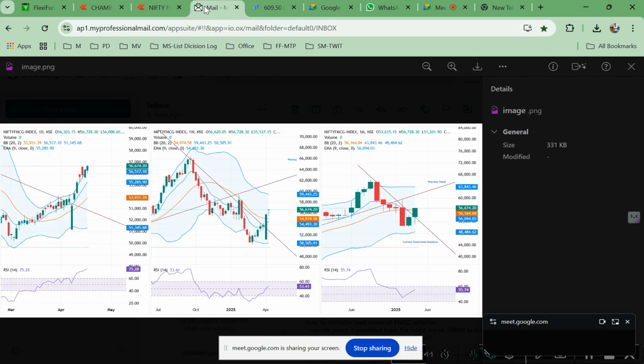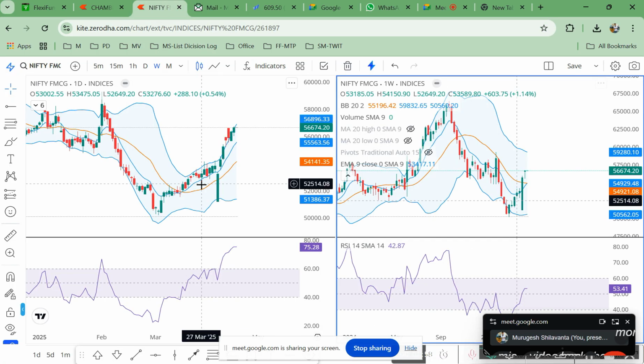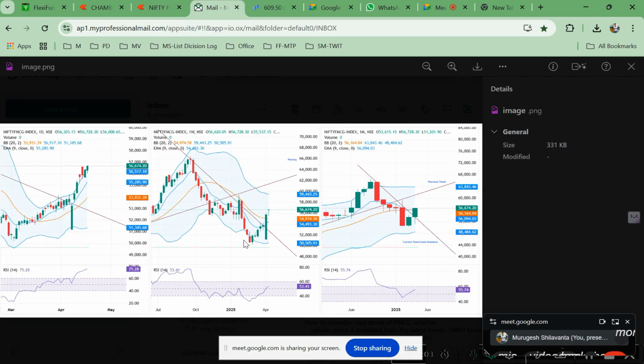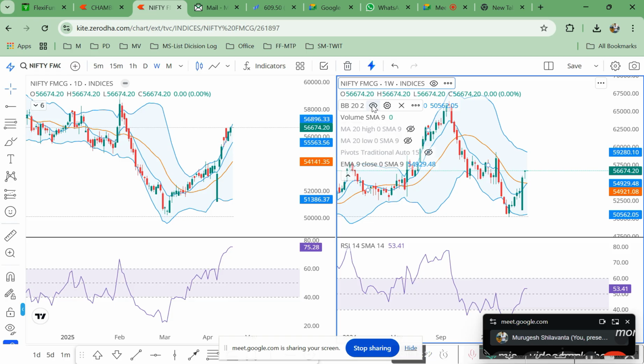My screen is visible, right, for everyone? You are sharing, yes. My query is, if I draw two trend lines, the previous trend and the current trend, should we wait for the previous trend line, or what's the conclusion? I'm just in a confusion stage. Should we wait for it to move upside or downside?